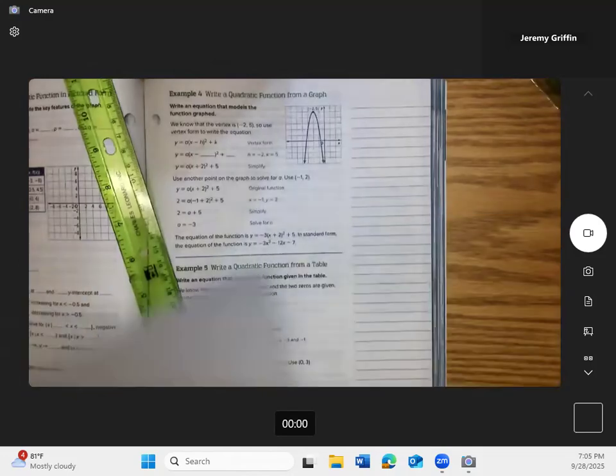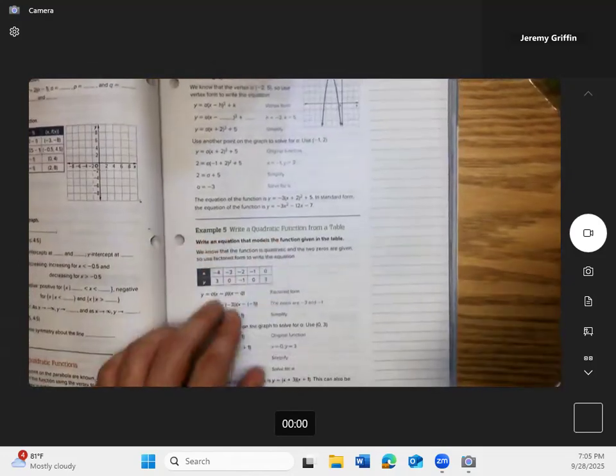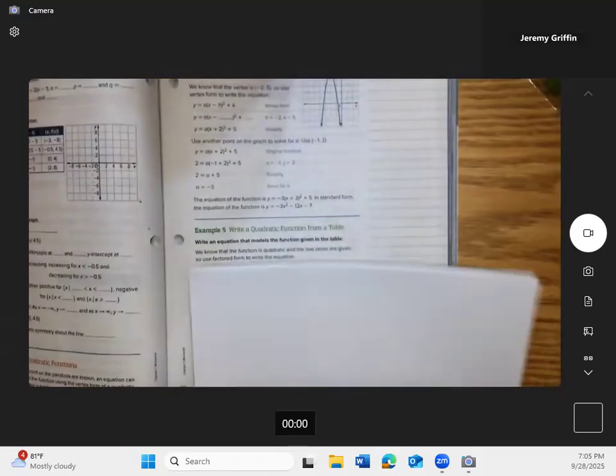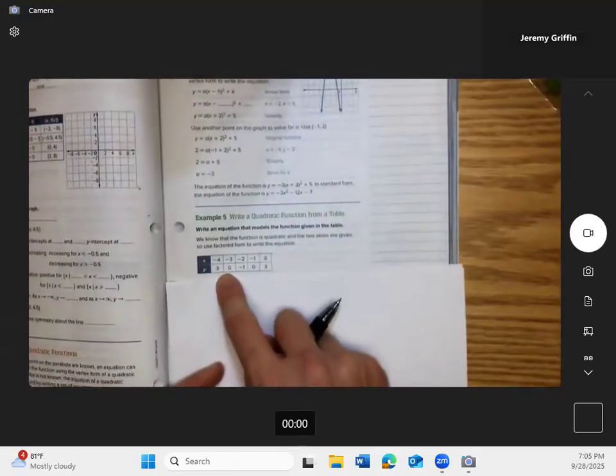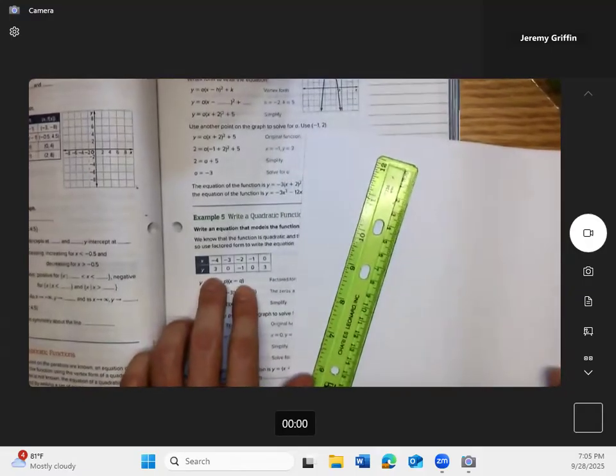Now, what's next here? Write a quadratic function from a table. But what if they just give you a table of values? You've got to figure it out from there. So what do you do? Well, I guess there might be different ways because I don't really know what part of the problem this is, but if I plot these points on a graph, I think I could figure out pretty quickly what it kind of looks like.